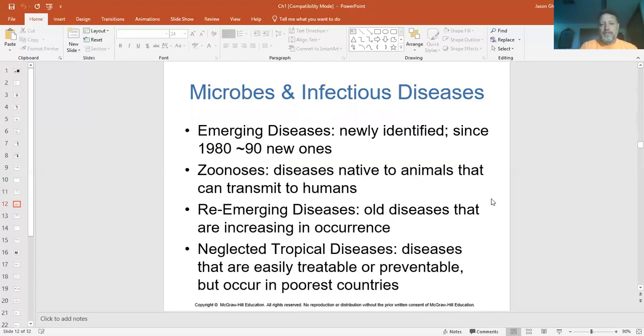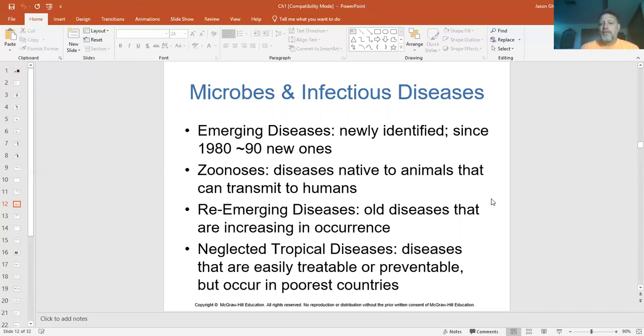We have emerging diseases. These are newly identified diseases. Between 1980 and now, we have roughly 90. There's a hot button one, yeah. COVID-19 is an emerging disease. It's a new one. That's why they call it a novel coronavirus.